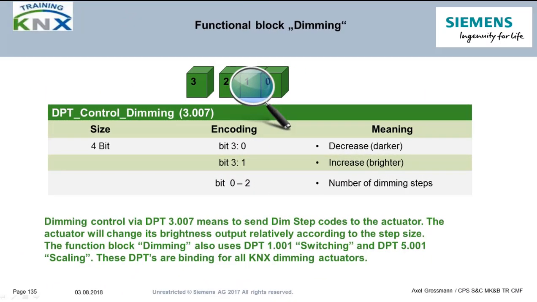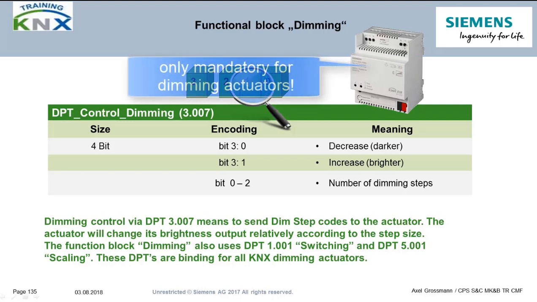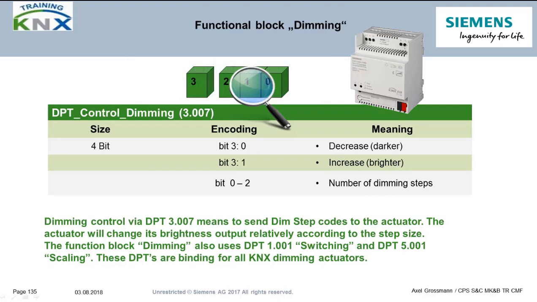Function block dimming. The dimming function block is binding for dimming actuators. It consists of a DPT 1001 switching, a DPT 3007 relative dimming, and a DPT 5001 value control 8-bit. Sensors, on the other hand, are not affected by this regulation.